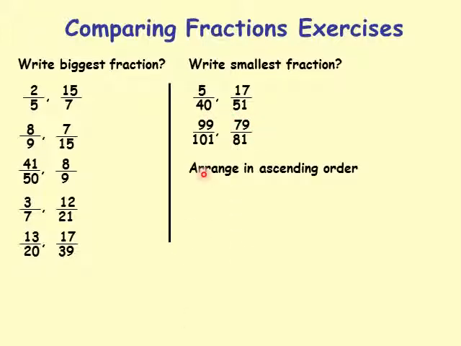Now arrange in ascending order, smallest fraction first and the largest fraction last. We are trying to rearrange these numbers: 19 over 57, 28 over 35, and 36 over 72 in ascending order, smallest number on the left and largest number on the right. Okay, let's continue.